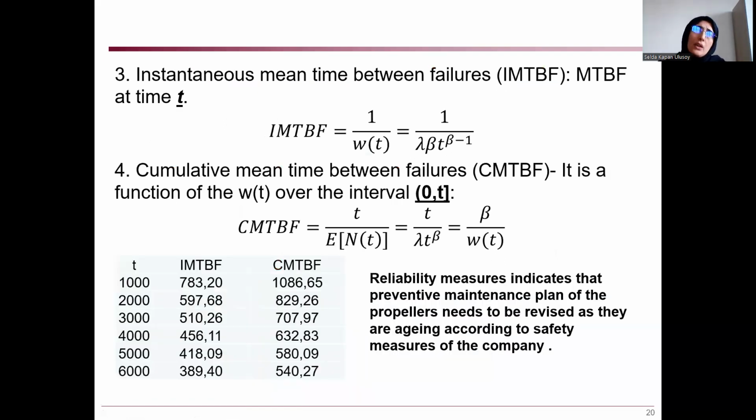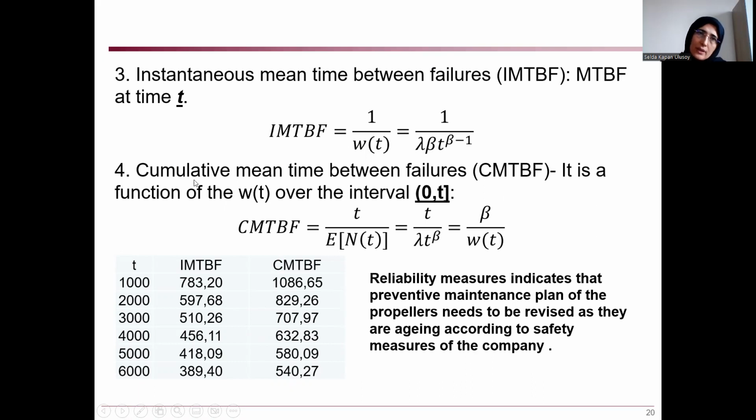The third reliability measure is the instantaneous mean time between failures, denoted by IMTBF. This is the mean time between failures at time t, so we should be careful about that. IMTBF is found by 1 over the intensity rate.